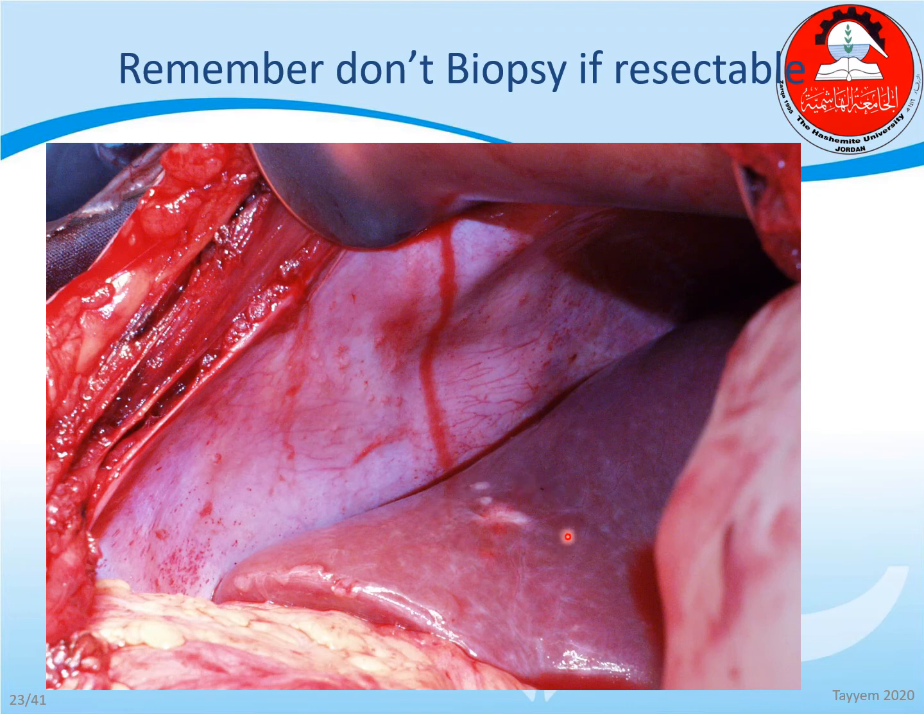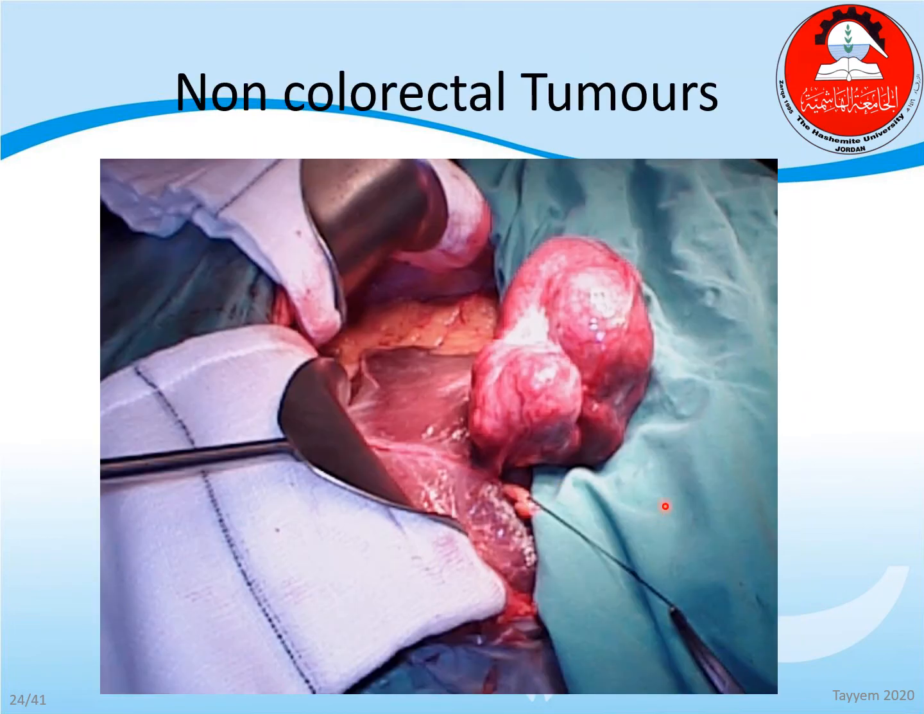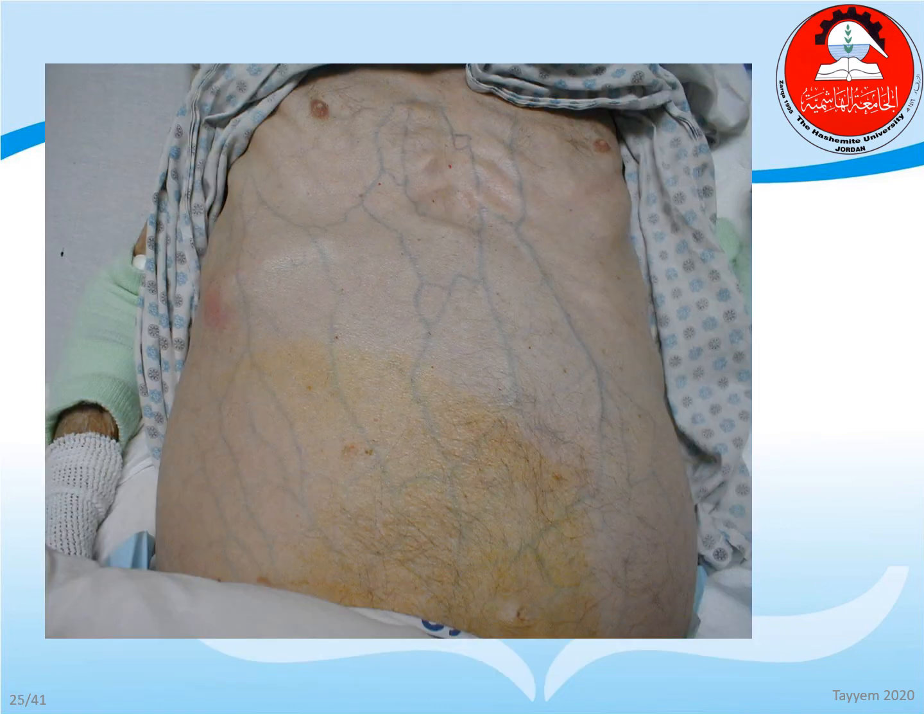You can see here a spot of metastasis on this liver, and if you find that incidentally at the time of surgery, don't biopsy it, because that can preclude future surgical resection. And this is an image of non-colorectal liver metastasis.